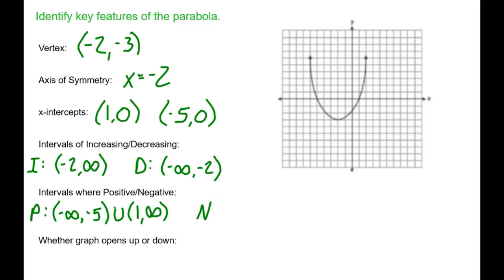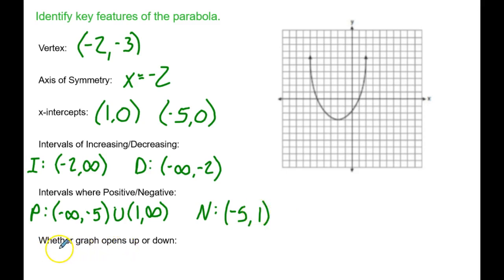Now we're going to look at the intervals where our function is negative, where it's below the x-axis. Well, that occurs from -5 until we get to that value of 1. So from -5 to 1, parentheses on both of those as well.